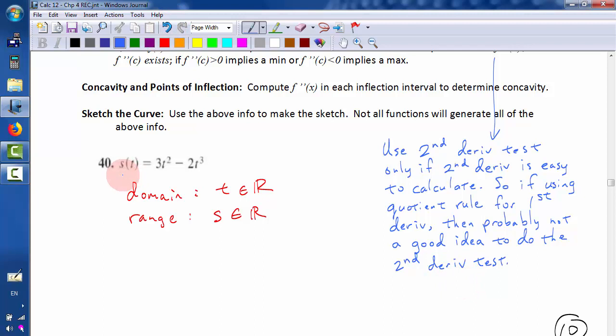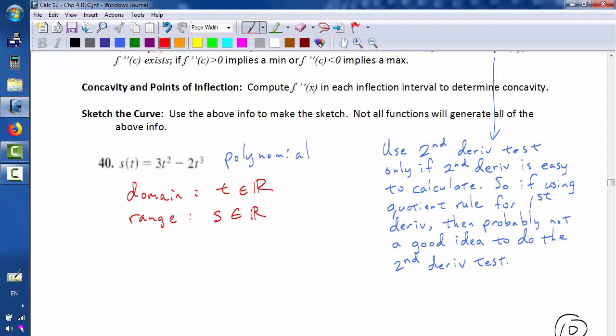Okay, the example is s of t equals 3t squared minus 2t cubed. This is a polynomial, and polynomials have a domain of all reals. This is a cubic, or an odd degree polynomial, so the range is all reals.